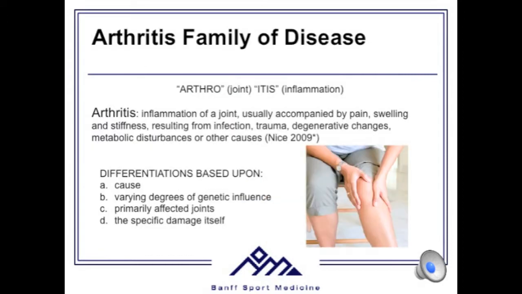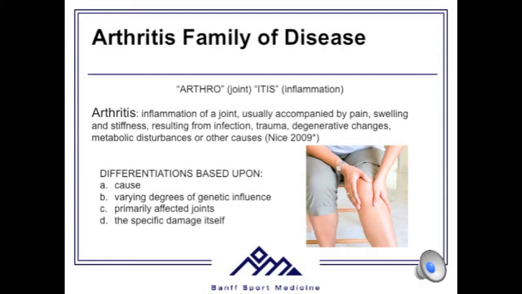Osteoarthritis is just one, albeit the most prevalent, of over 100 different types of arthritis. Arthritis comes from the Latin arthro for joint and itis for inflammation. As the parent term for this collection of diseases, arthritis is defined as the inflammation of a joint, usually accompanied by pain, swelling, and stiffness, resulting from infection, trauma, degenerative changes, metabolic disturbances, or other causes. As can be drawn from this medical definition, arthritis is quite encompassing.